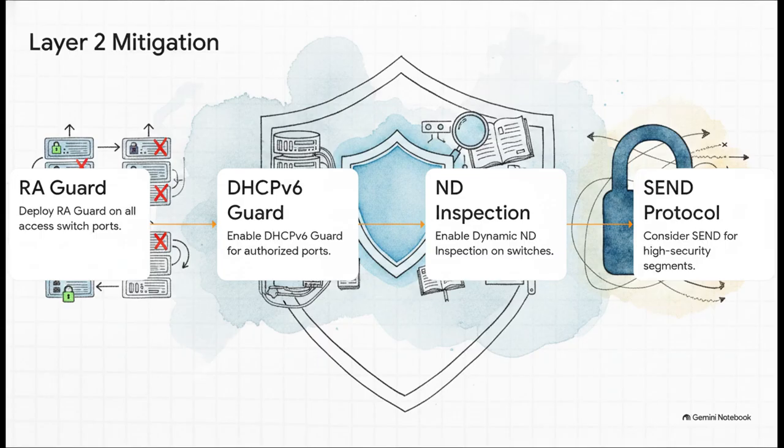First up, deploy RA Guard on all your access switches. That restricts router advertisements strictly to authorized uplink ports. Second, enable DHCPv6 Guard so your servers can't be spoofed. Third, switch on dynamic ND inspection to validate neighbor advertisements against your snooping binding tables. And fourth, for your ultra-critical, high-security segments, seriously consider deploying SEND. It gives you cryptographic authentication for these messaging protocols, which is huge.